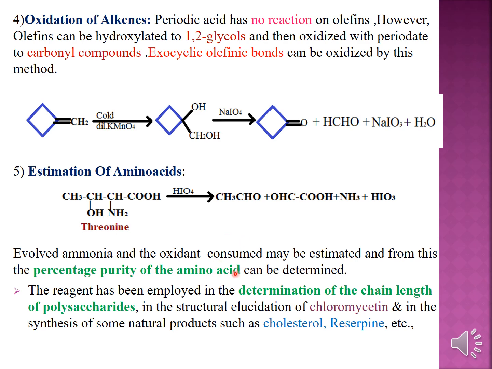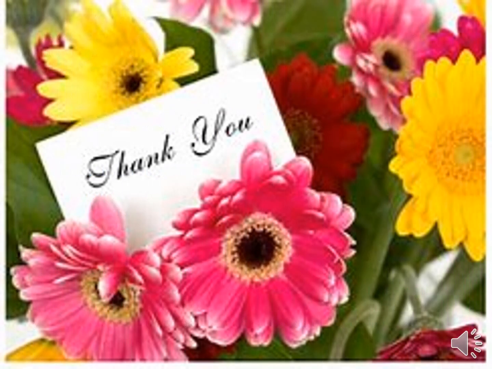And in the structural elucidation, if you have studied natural products, you will get to know this easily. For the structural elucidation of chloromycetin, it is again useful. And for natural products such as the synthesis of cholesterol, reserpine and others, this amino acid estimation will be used. Okay, so moving on to the next slide.